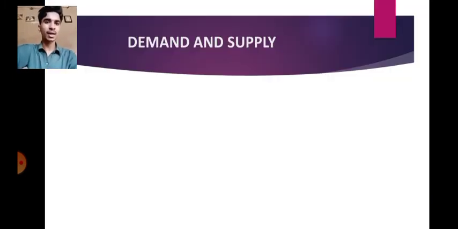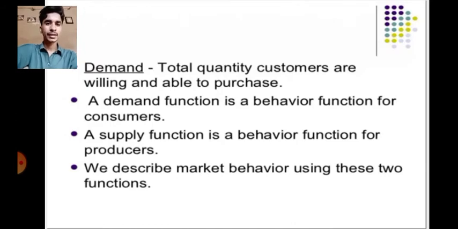Third topic, demand and supply. Demand: total quantity consumers are willing and able to purchase. A demand function is a behavior function for consumers. A supply function is a behavior function for producers. We describe market behavior using these two functions.